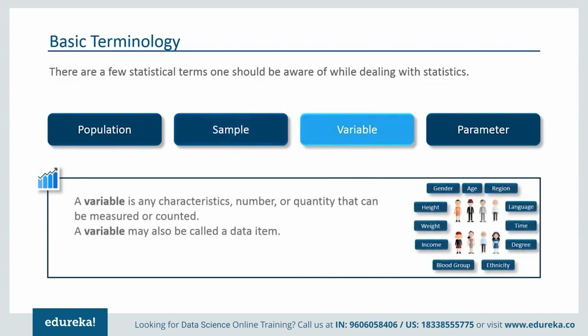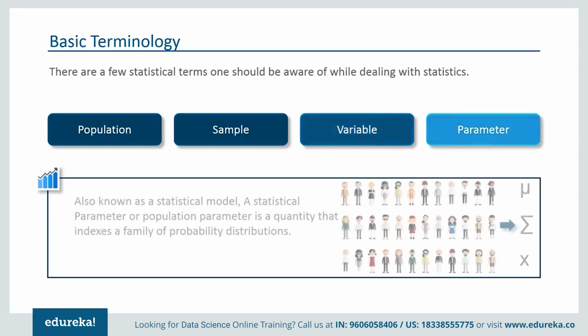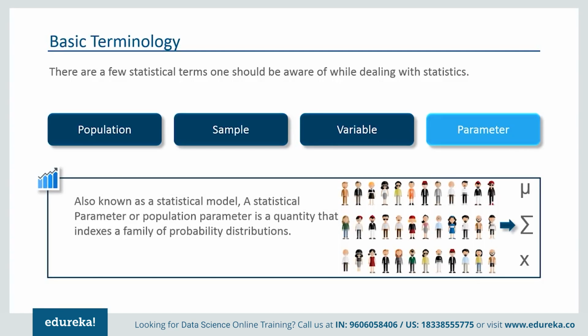A variable is any characteristic, number, or quantity that can be measured or counted. When it comes to your population, it can be their height, weight, income, blood group, ethnicity, language, time, and so forth. A variable is also called a data item. A parameter, which is also known as a statistical model, is a quantity that indexes a family of probability distributions. It can be your mean, your summation, or any element of the sample set. It basically gives you a characteristic idea about a population in general.